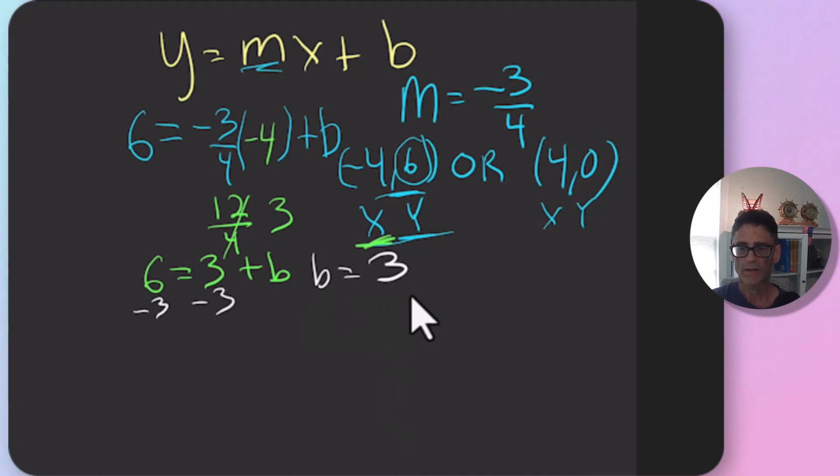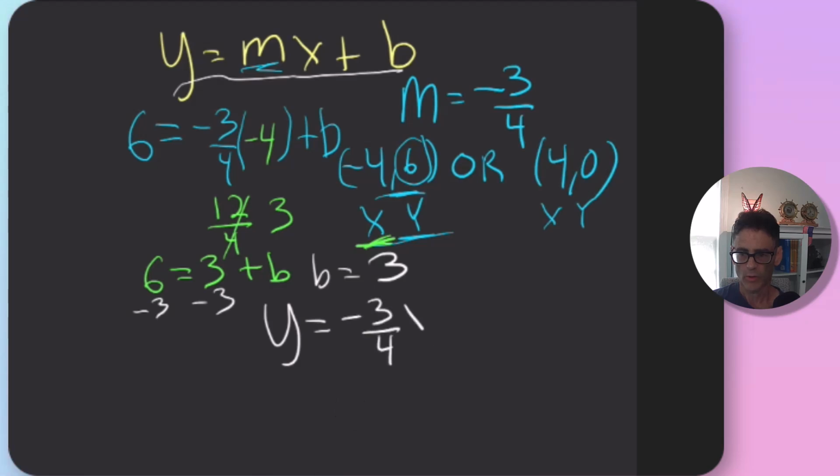Now I can go back and rewrite this equation, going back to where it just says y equals, then I put in my slope, negative 3/4, and x, and now I can put in the b. And the b was a +3. Okay, so now I've gotten it that way. So see how it compares? It's the same thing.